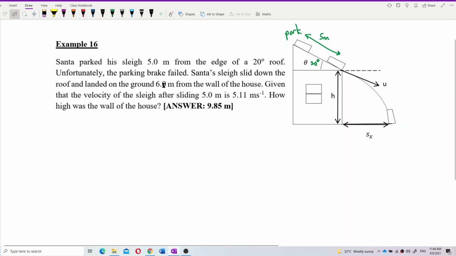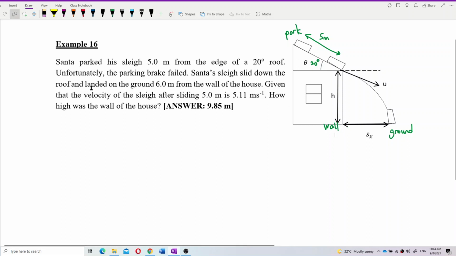6 meters is from where? Okay, this sled falls down to the ground. This is the ground. It lands on the ground, 6 meters from the wall of the house. So this is the wall.